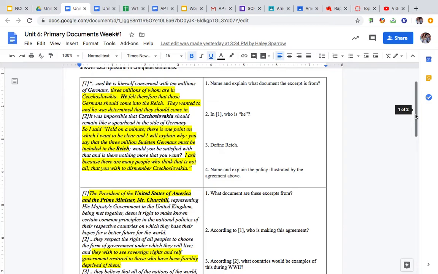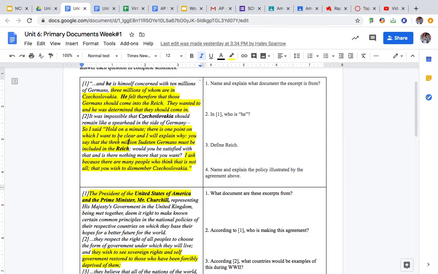All right, the first one, part 1. And he is himself concerned with 10 millions of Germans, 3 millions of whom are in Czechoslovakia. He felt, therefore, that those Germans who come into the Reich, they wanted to, and he was determined they should come in. So again, you can answer question 2 from that part. This one you can answer once we've all gone through. Part 3, define right. Literally, guys, just Google that. And then go back and right here replug what you define that for.